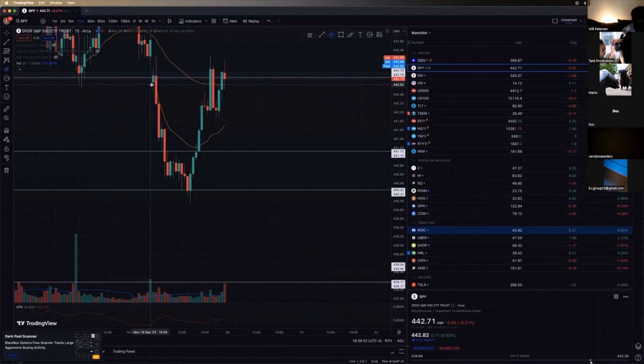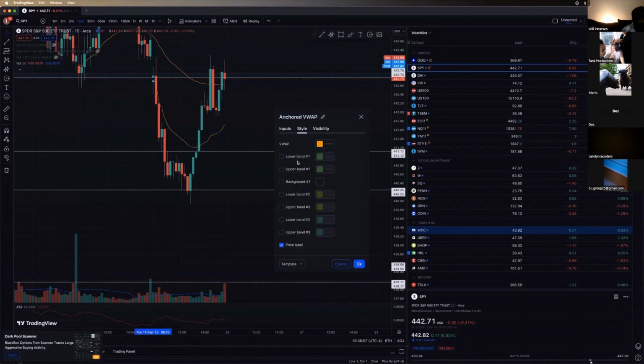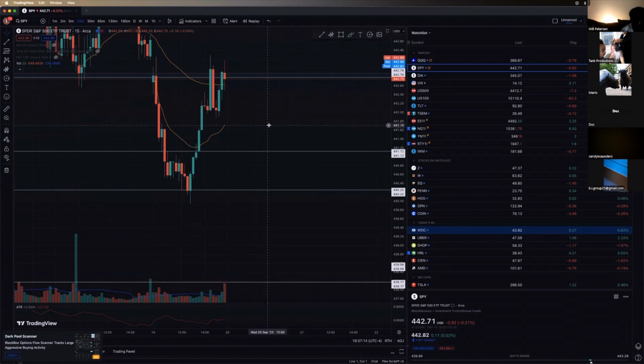When you first initially add the AVWAP, you should be getting something like this instead of the ones you're seeing right now. You'll be getting a bunch of lines like this. So just disable every single thing from the style. You don't need any of these. Just have this one line alone, which is the VWAP for the particular day.